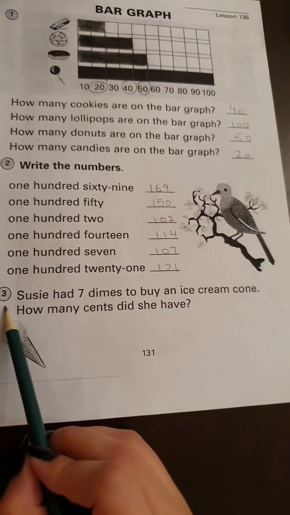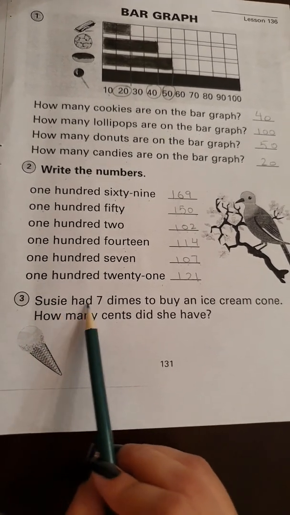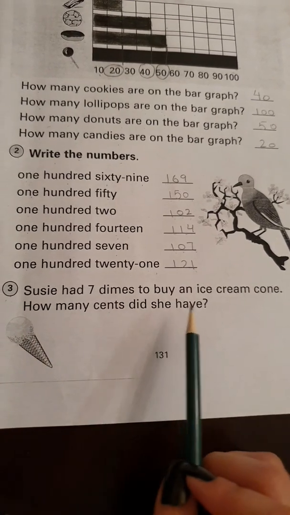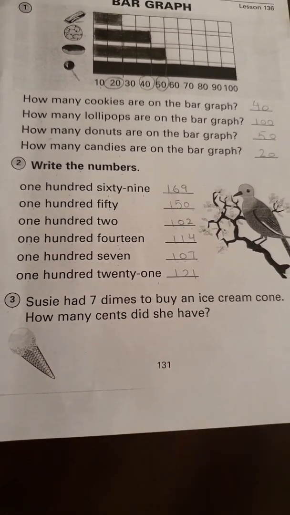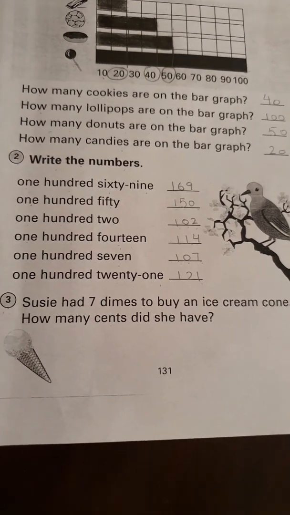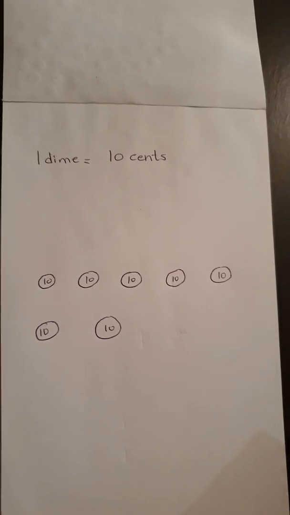Guys, now put your finger on number 3 and let's read this word problem together. It says Susie had 7 dimes to buy an ice cream cone. How many cents did she have? Now what do we have to do over here? We need to figure out how many cents does Susie have altogether. So let's go through this once more.